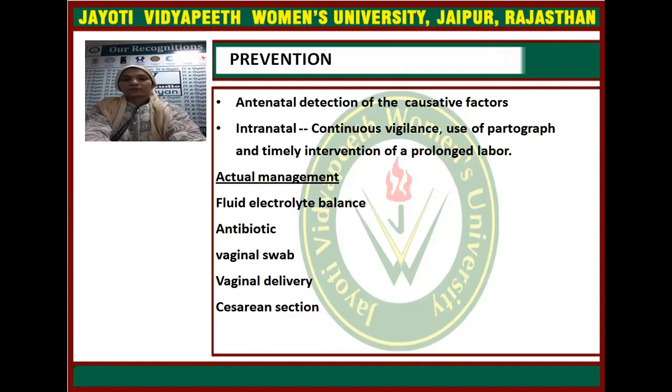Prevention, first and foremost, is antenatal detection of the factors which may lead to prolonged labor. So proper ANC is very important everywhere. Factors that may lead to prolonged labor and obstructed labor must be detected, like big baby, short height of the woman, malpresentation, malposition. These should be looked for.